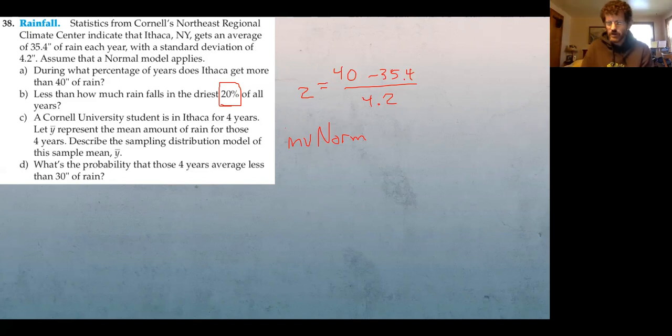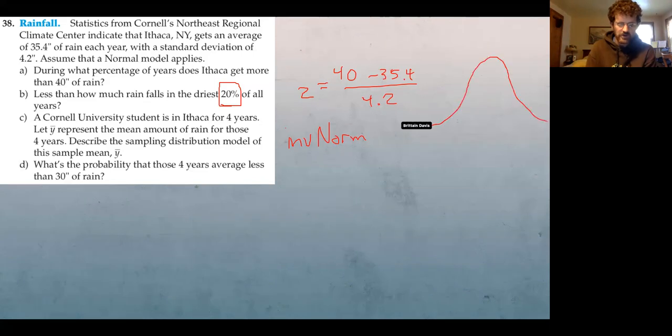Inverse norm we can use to figure out if we know the area. In this case, it's the driest 20%, which means it's the lowest rainfall 20%. So in our normal model, it's going to be the 20% that lives down here, or about right here, right? So 0.2 is my area. If you have the advanced calculators, it'll be your 0.2 with the left tail. And that gives me my z-score of negative 0.8416.